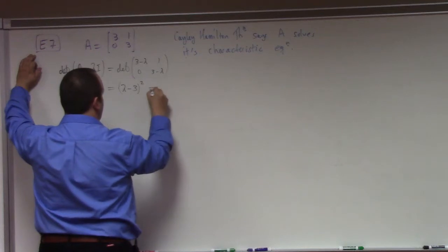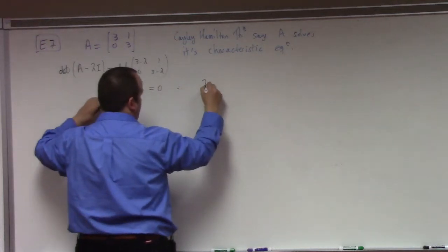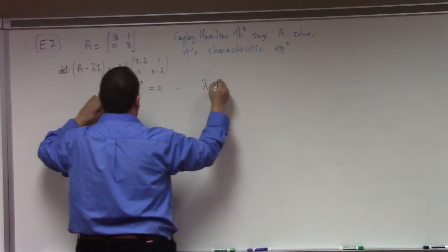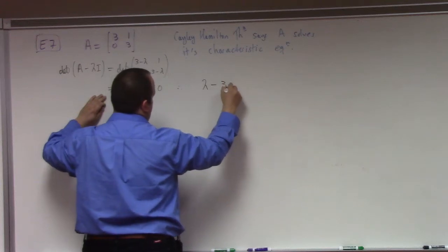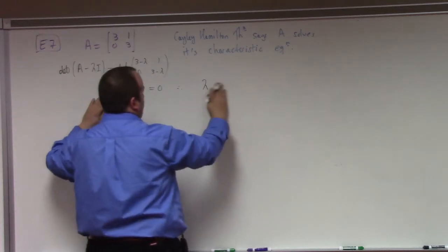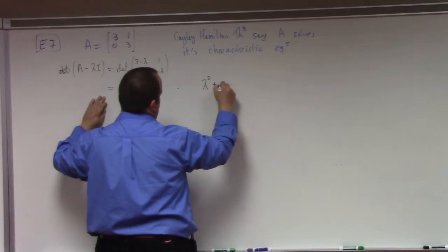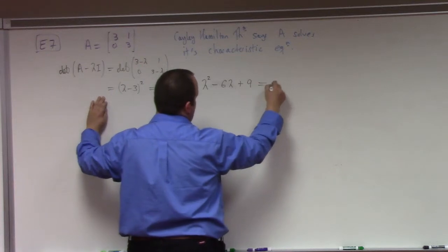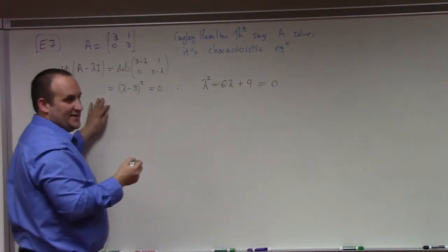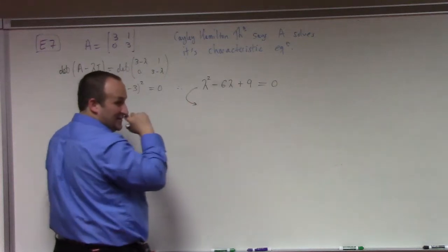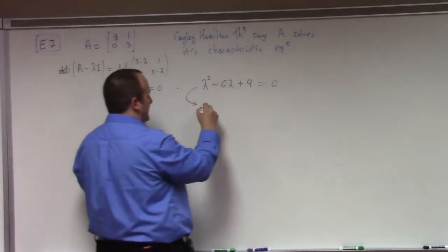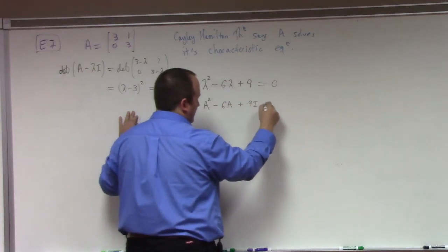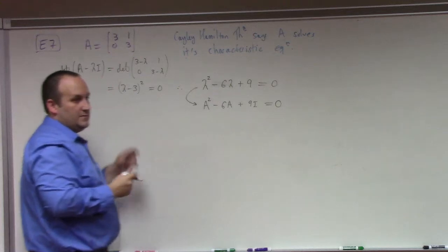So we have lambda minus 3 squared. Fine. Lambda squared minus 6 lambda plus 9 equals 0. The Cayley-Hamilton theorem says that if you look at the corresponding equation for matrices, in other words, A squared minus 6A plus 9 times the identity matrix, that's going to be equal to 0.